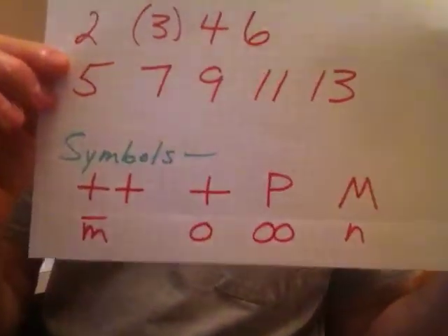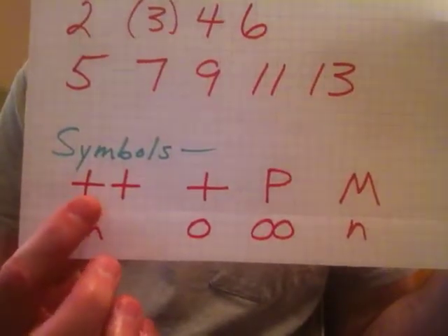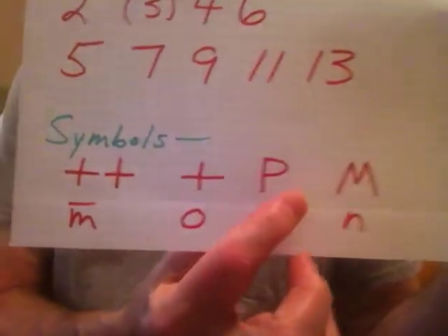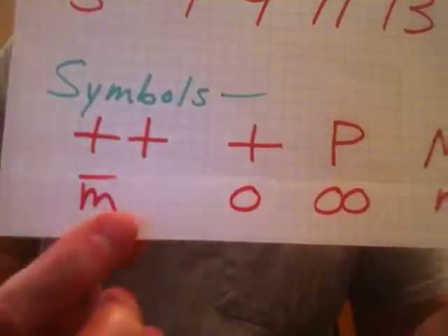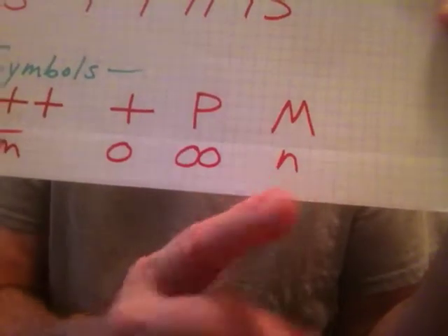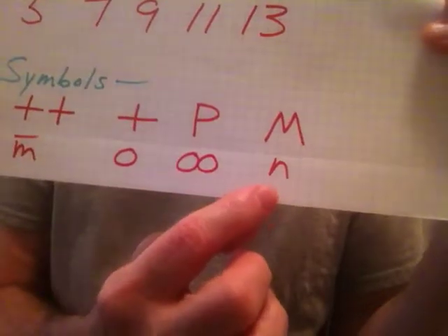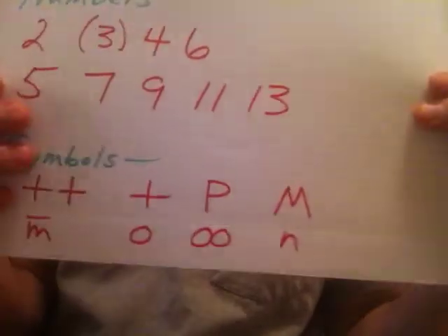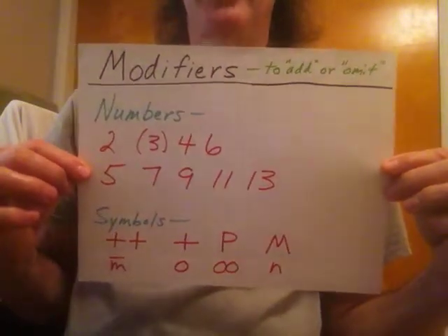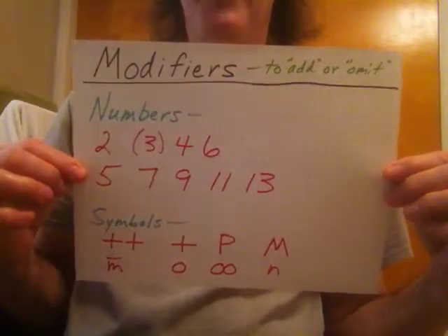And then down here for symbols, we have the doubly augmented, perfect, major, minor, diminished, doubly diminished, and N, which stands for no. If there's an N in front of a number, that means that note is not there. All right, that note at that interval is not there. So these are your modifiers. There aren't too many. And they show whether we have added or omitted something from our bass chord.